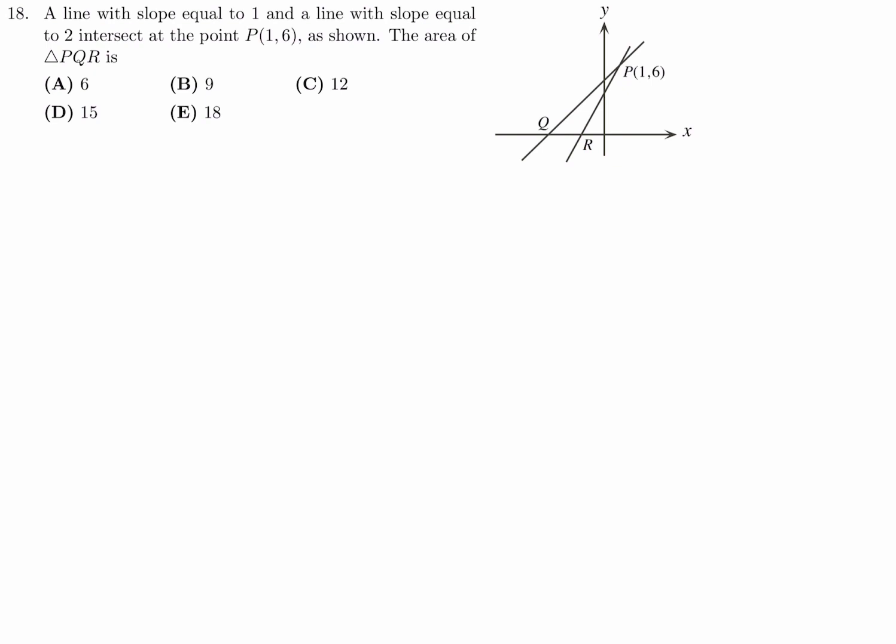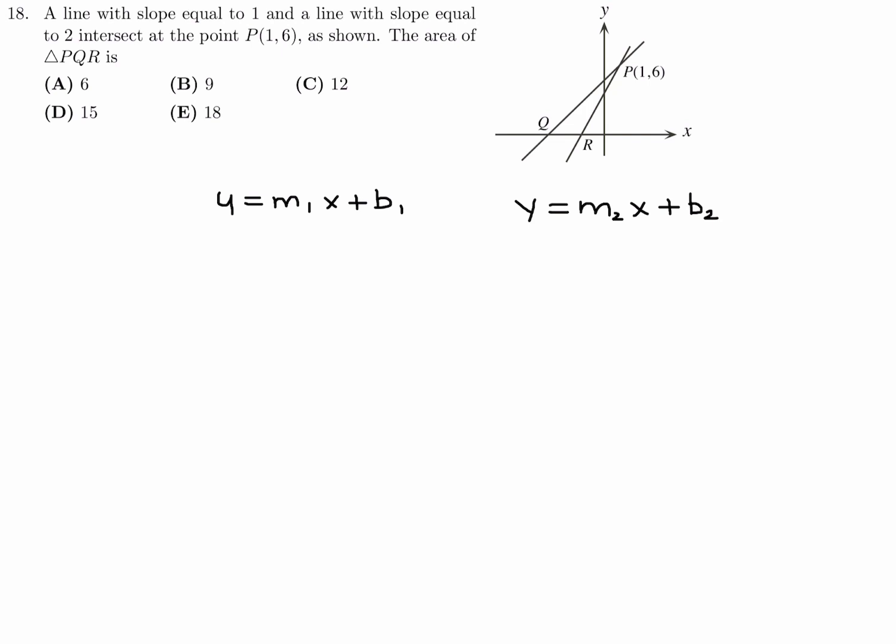A line with slope equal to 1 and a line with slope equal to 2 intersect at point 1,6 as shown. The area of PQR is... Well, they give you the intersection point is 1,6. So one line will have the equation y equals m1x plus b. And the other line will have the equation y is equal to m2x plus b. Well, actually, this should be b1 and b2 because those are probably going to be different.